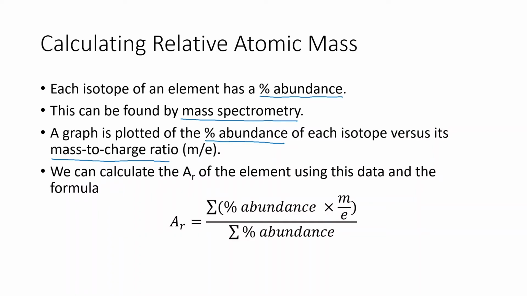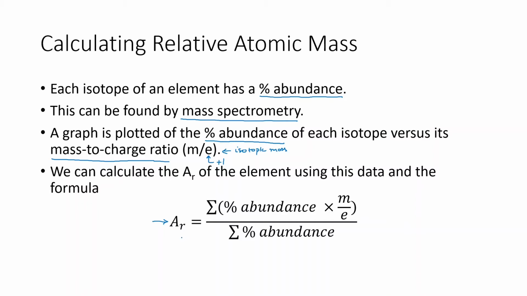Now, I'm not going to go into the details of how mass spectrometry works. That's for another video. But suffice it to say that this mass to charge ratio is just a fancy way of putting it. Normally we have the charge set to +1. So the mass to charge ratio is basically the same as the relative isotopic mass, right? So you're basically plotting percentage abundance versus the mass of each isotope. And you can use this data to calculate the relative atomic mass using this formula.